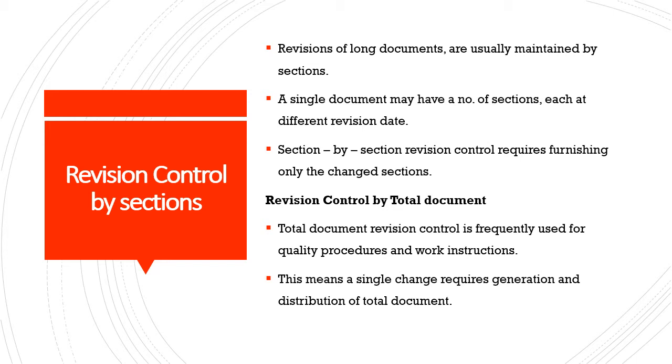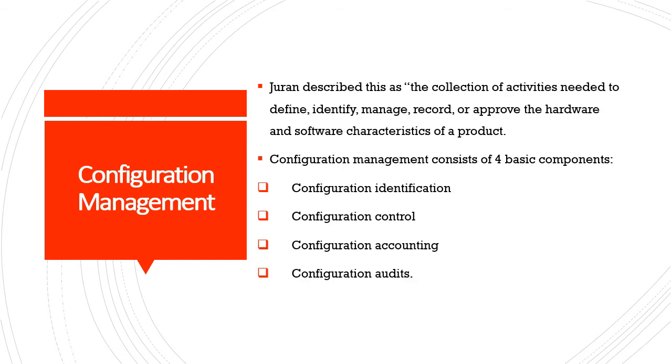Revision control by sections. The revisions of a long document are usually maintained by sections. A single document may have a number of sections at different revision dates. Section by section revision control requires furnishing only the changed sections. Revision control by total document is different. Total document revision control is frequently used for quality procedures and also for work instructions. This means a single change requires generation and distribution of a total document.